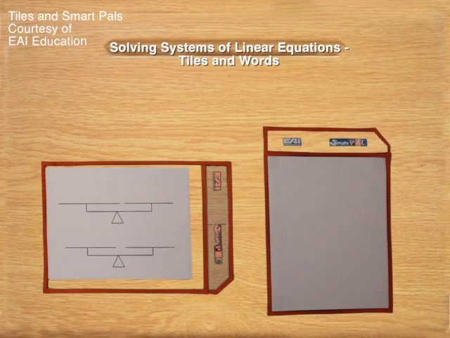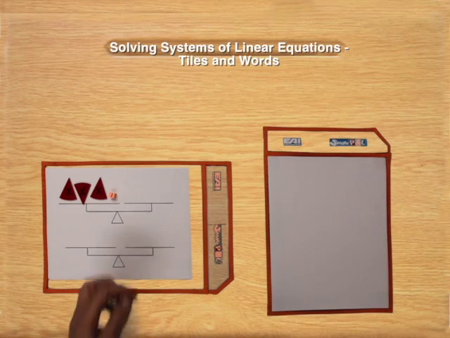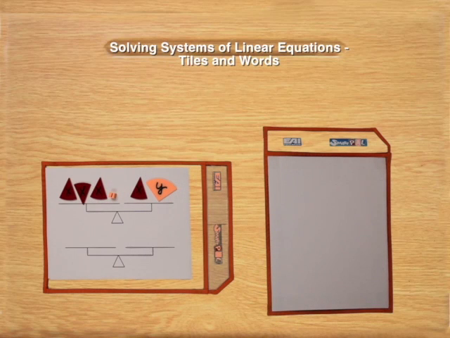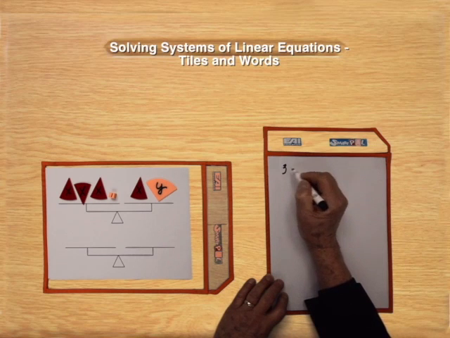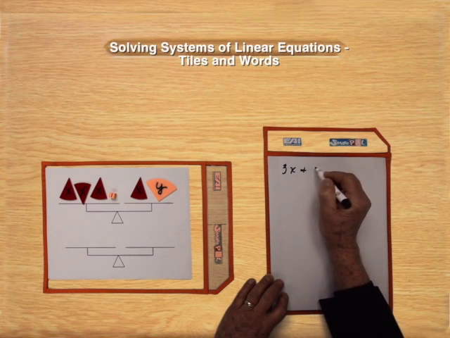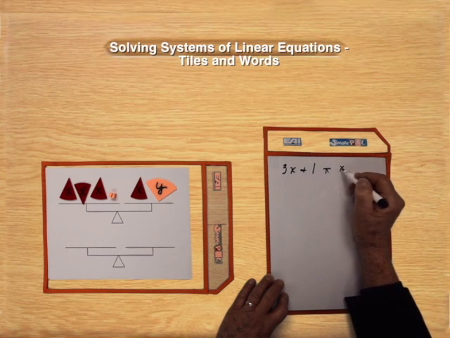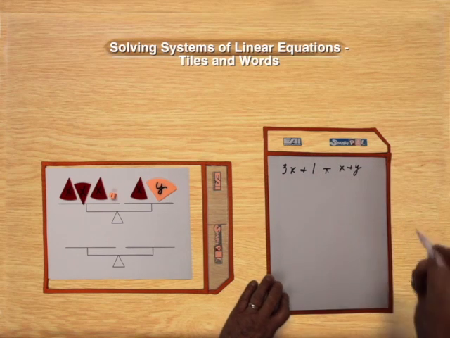We're going to start with the balance. 3x and 1 balancing x and y. And let's record that. So we have 3x and 1 balancing x and y.